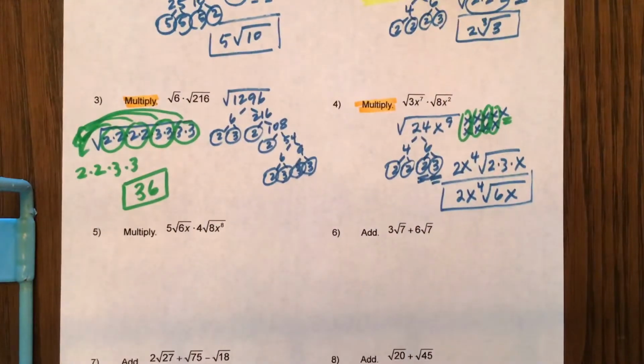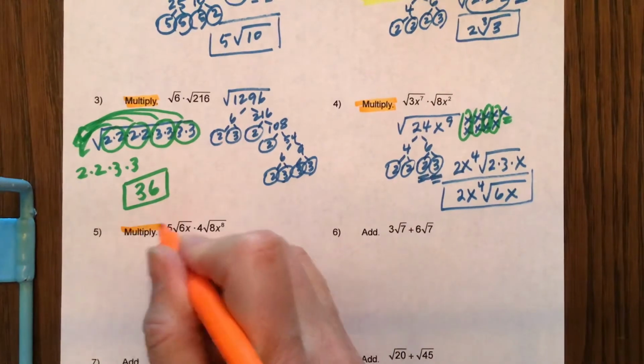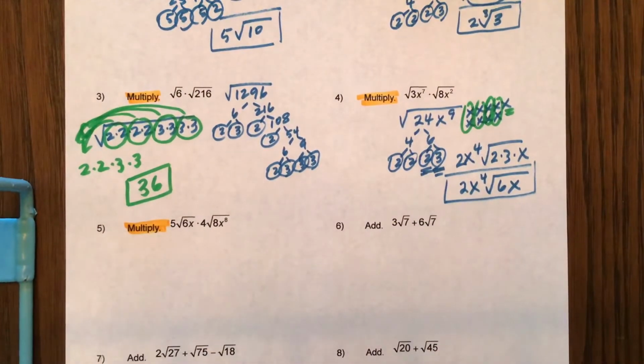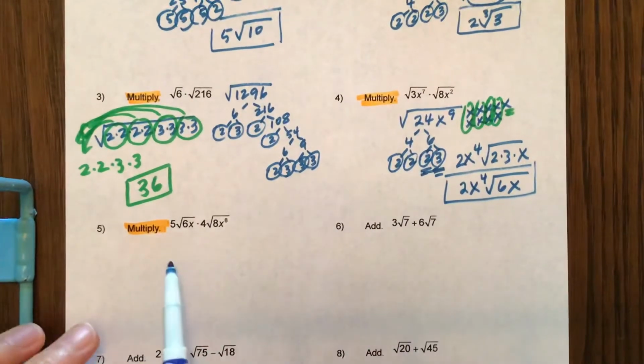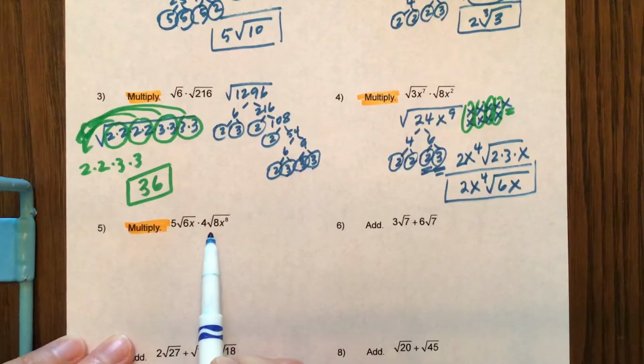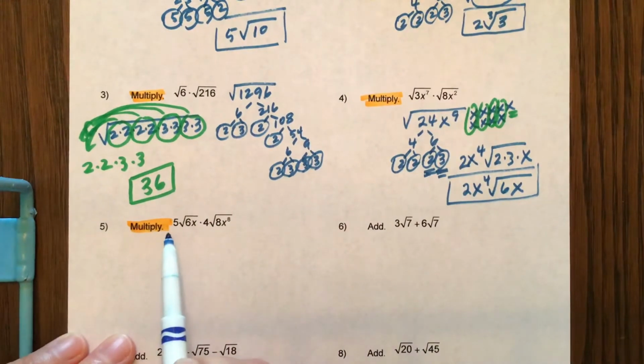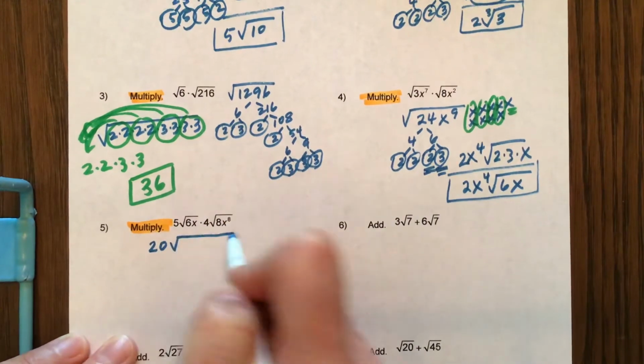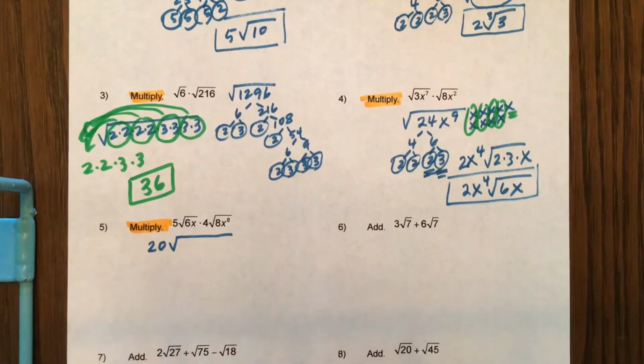Number 5, we're still multiplying. The difference here, recall, I've got coefficients on the outside of my radicands. I multiply those as well. My indexes match, so I can go ahead and multiply. So I can do my 5 times 4 is 20. And the inside, we've got 6x times 8x to the 8th.